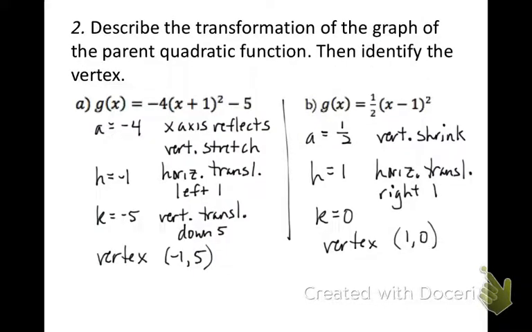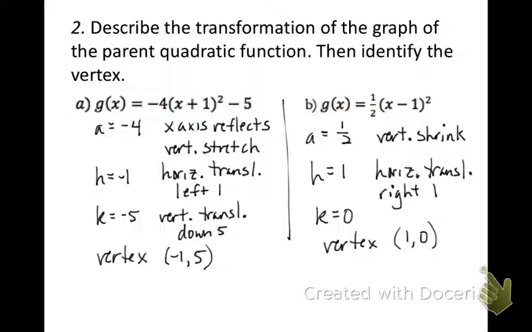All right, check your answers on number 2. So A, we've got -4 times x plus 1, quantity squared minus 5. So I have identified A, which is -4, and if we graph this equation, that would cause an x-axis reflection and a vertical stretch because the A value, which is 4, is greater than 1. Our H value, it's opposite of what you see there, so it's -1, so we would shift to the left 1, and then our K value is -5, so it'd be down 5, and then the vertex is the HK.